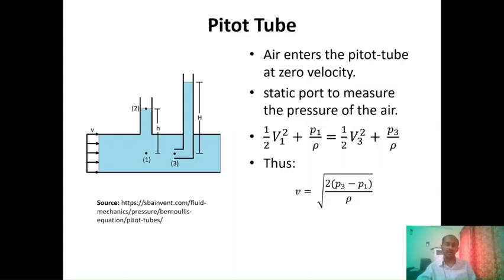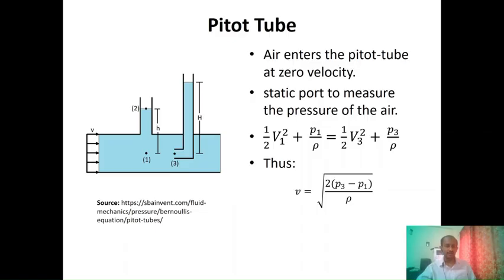Now we'll talk about the pitot tube. The pitot tube measures the airspeed. In the figure on the left, there is a pitot tube which measures the flow through a pipe. So, fluid is flowing through a straight pipe.